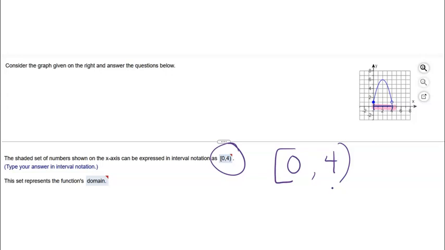Now the set represents the function's domain. Notice these are x values, and x values are always the input, which is domain. Anything along the horizontal axis is domain. Along the vertical axis is range. Okay?